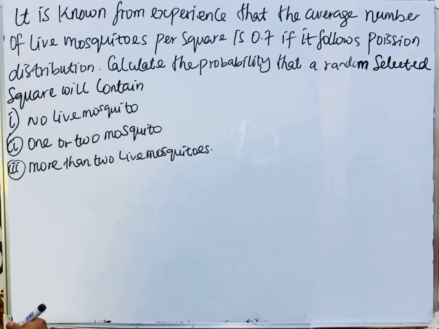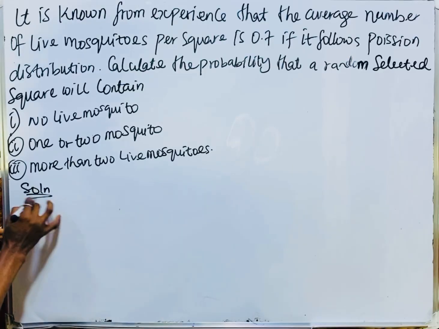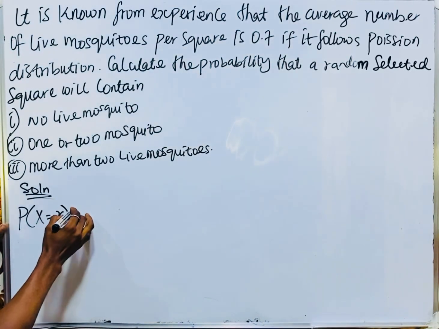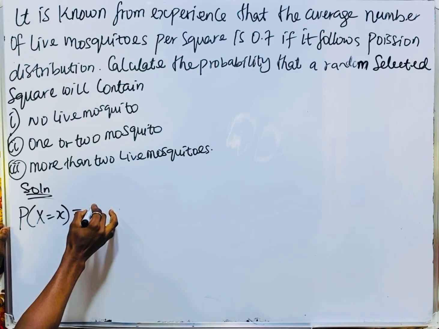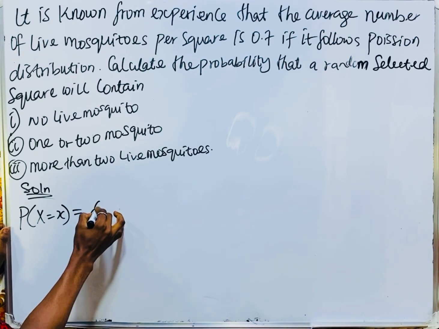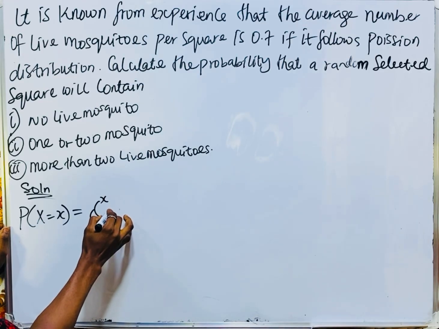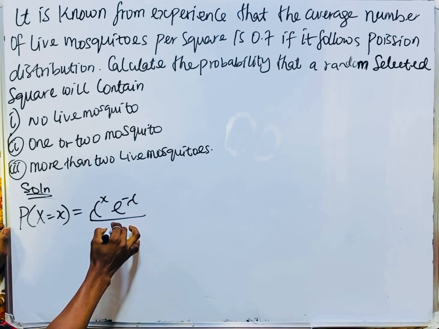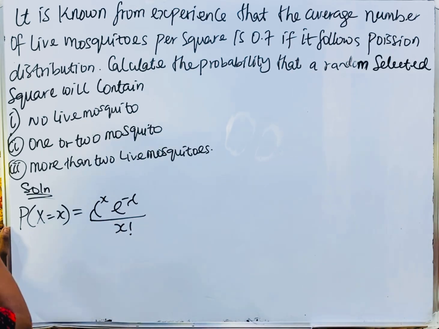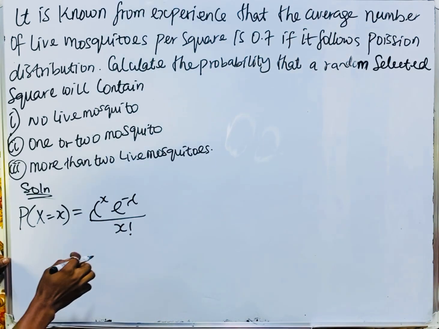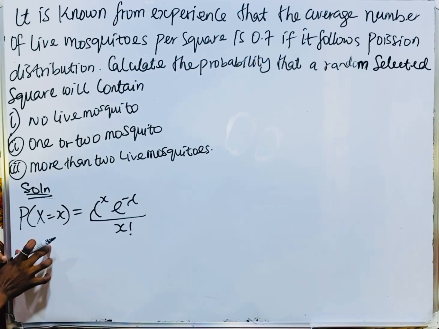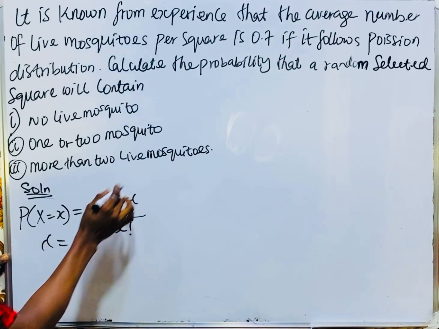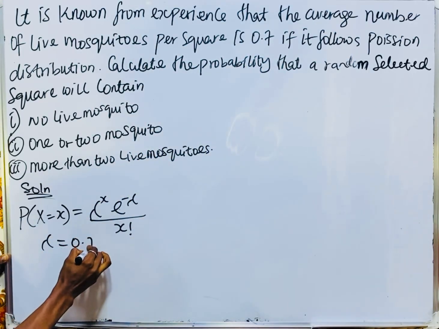So for the formula, let's write our solution and write the formula. P of x equals x equals what? Lambda to the power of what? x, then times exponential minus what? Lambda, all over x what? Factorial. So we'll be having the question I. What is our lambda? Lambda is the mean. This is the average, which is 0.7, right?